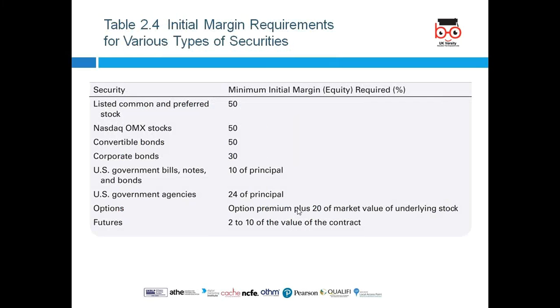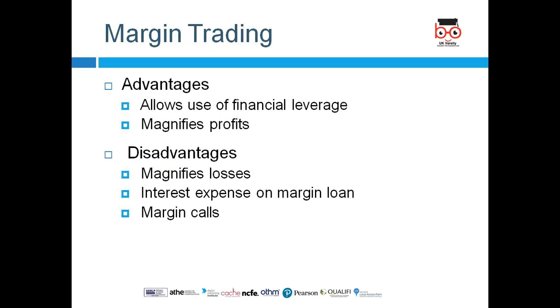Okay, so the initial margin requirement for various types of security: listed common and preferred stock, minimum initial margin equity required. Equity means the investment, yes? It can be bonds, corporate or government, which can also issue securities and notes that people can buy as well, like eurobonds and various others. Options: premium plus 20% of the market value of the underlying stock. Futures: 2 to 10% of the value of the contracts.